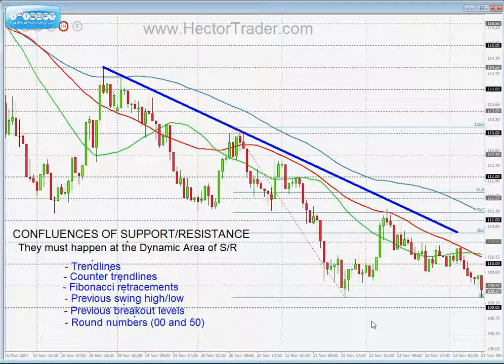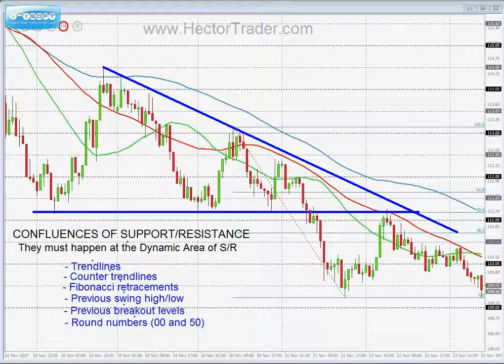Yes, I do. Okay, I have the 50% Fibonacci retracement right there. Okay, this is the 50% Fibonacci retracement. All right, good enough. Now, do I have any previous swing high or low? Well, let's see. These are my previous swing high or lows. Bingo. We have another one there.